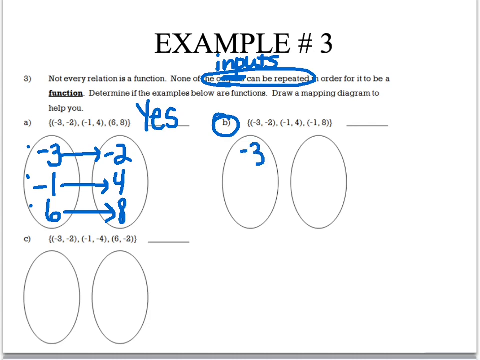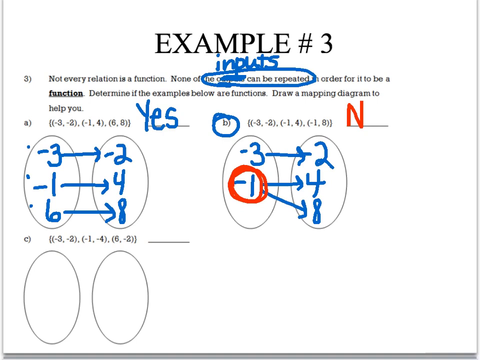Letter B says -3 goes with -2. It says -1 goes with 4. But it also says -1 goes with 8. And we cannot have that happen. This -1 cannot be split into two separate directions. So this is no, it's not a function.